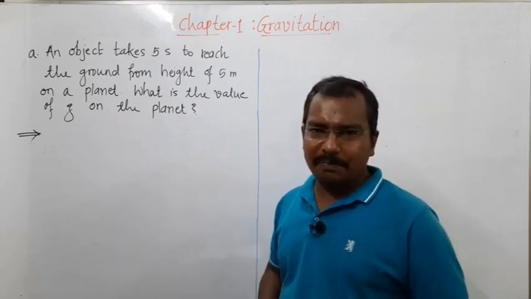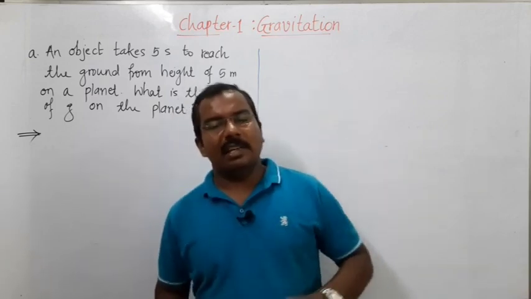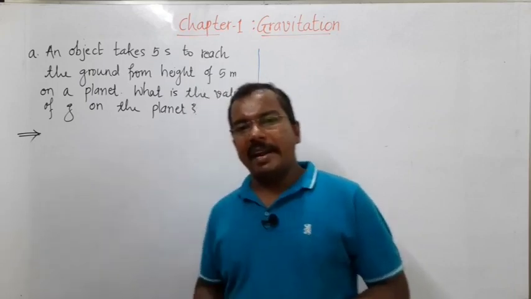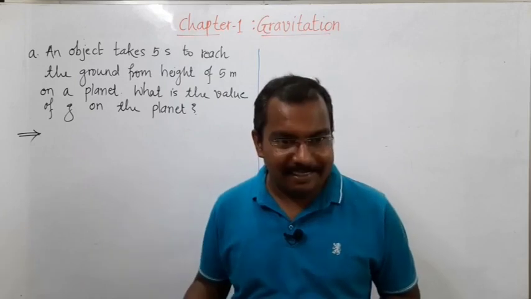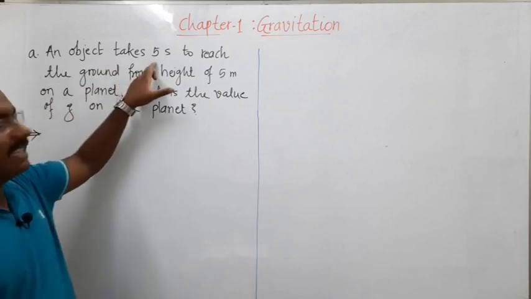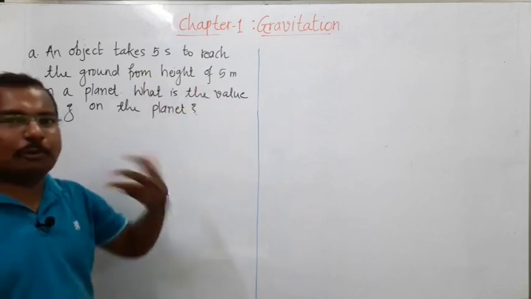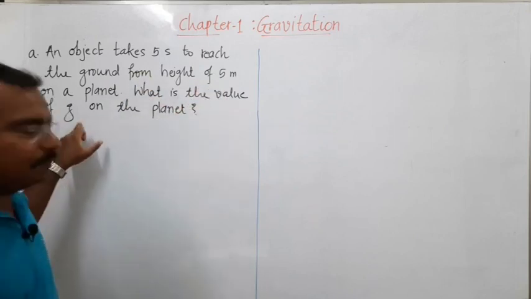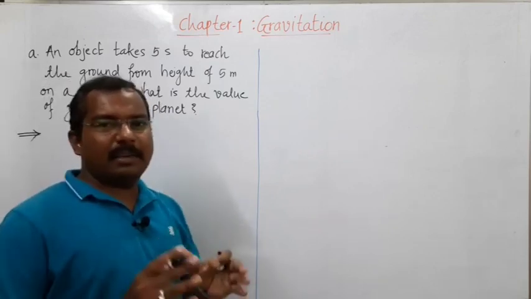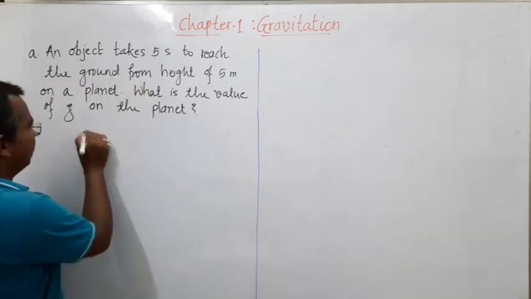So, a very simple problem. For solving any problem, any numerical example, we have to read it carefully. First read it carefully and then try to understand what things are given. An object takes 5 seconds, so time is given, and height of 5 meters, so height is also given, and we have to calculate g, the acceleration. The best way to make a good presentation in your exam is to first write the given things.